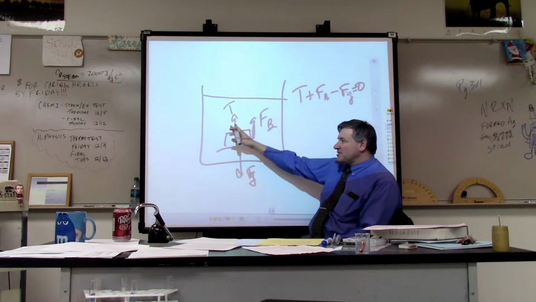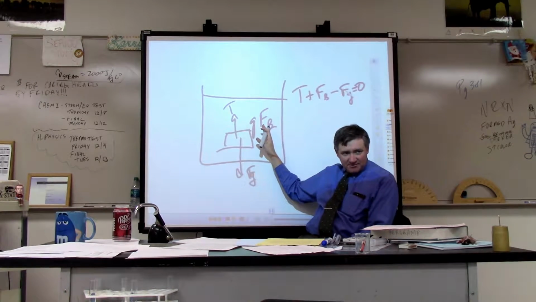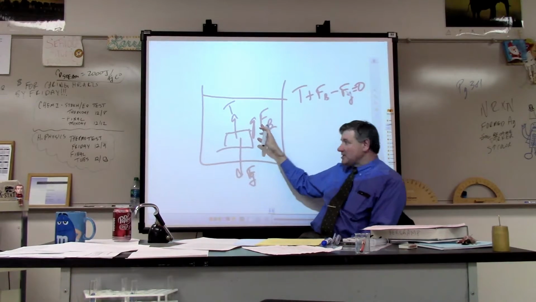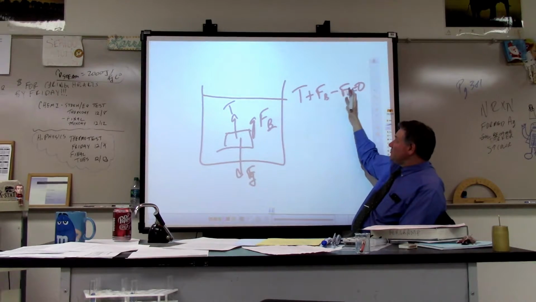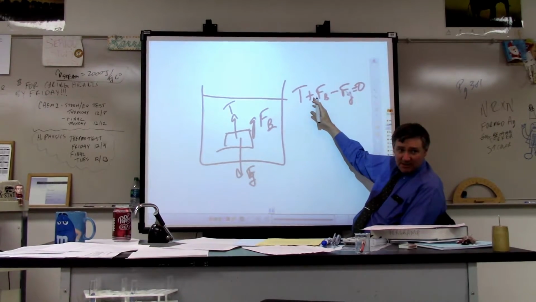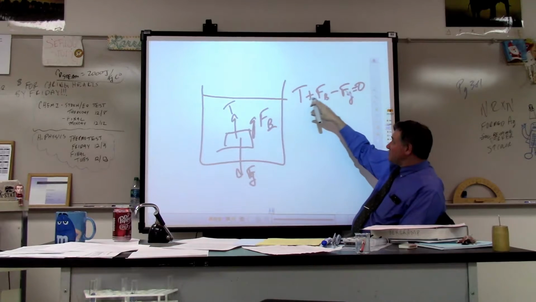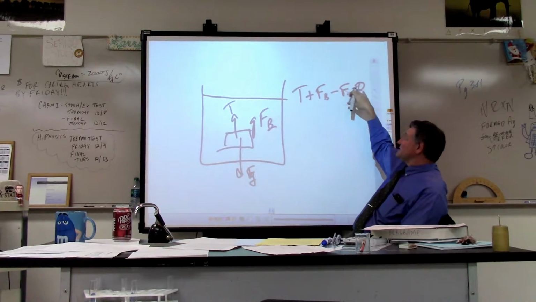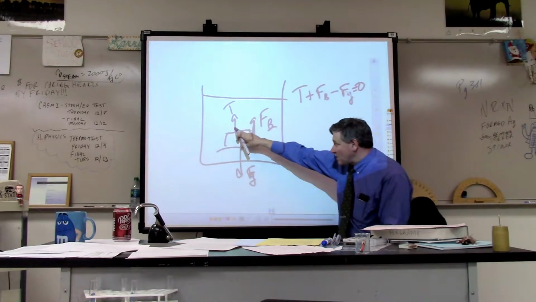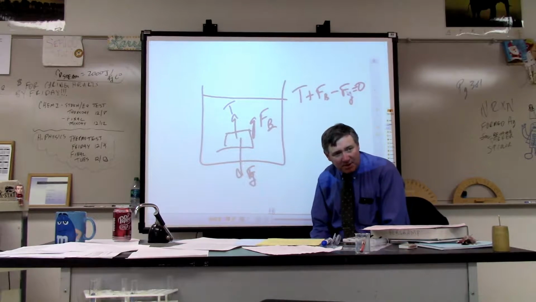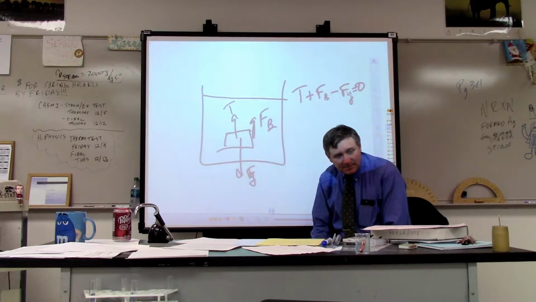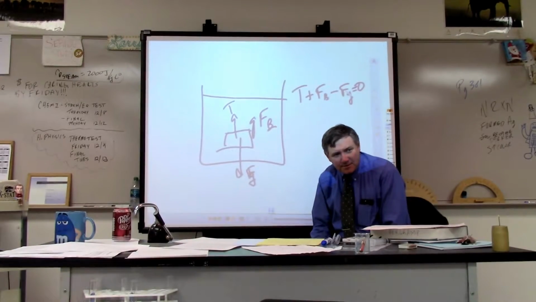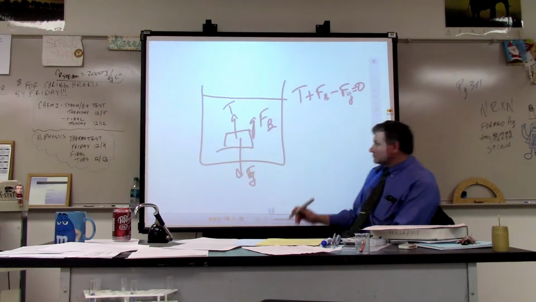So, if you're to define these two as being positive, okay? So, when you look at this, since this plus this minus this has to equal 0, that's why that tension has to end up with a positive sign. Okay, so in what scenario would FB minus FG equal T?